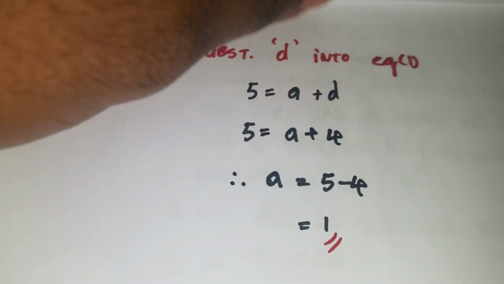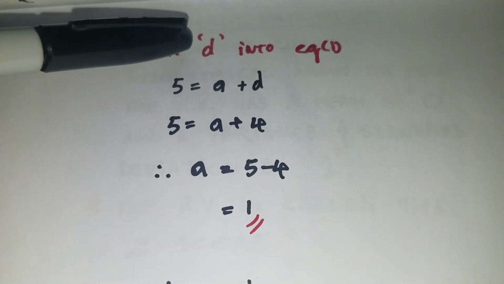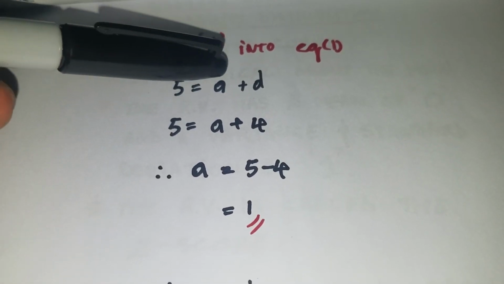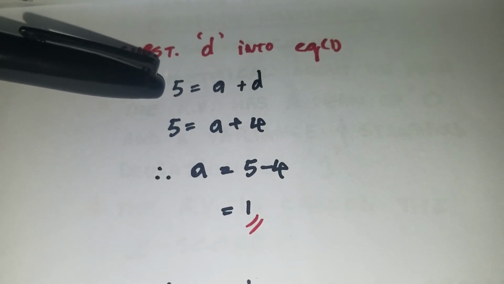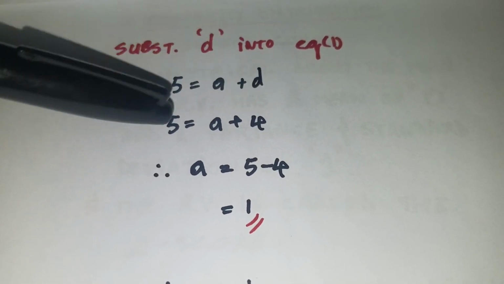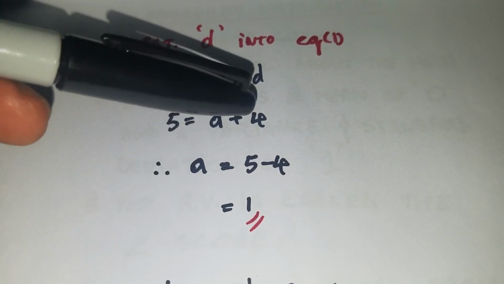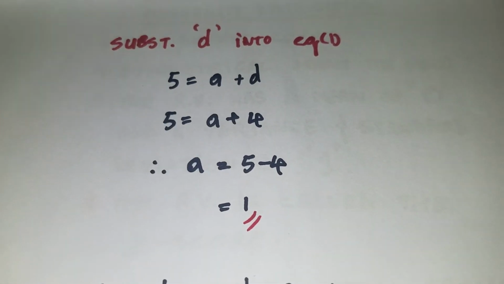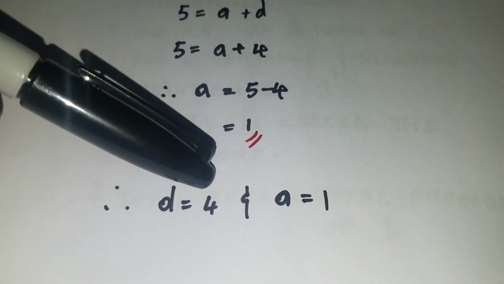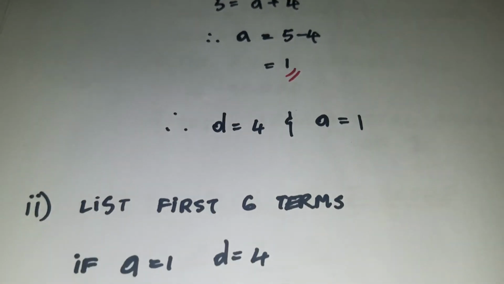Now that we know one unknown, we can solve for the next unknown by substituting. So we know that D is 4. So we're now going to substitute D into equation 1. So if 5 is equal to A plus D, remember, this is equation 1. We now know that D is 4. So if we put 4 where D is, we have 5 equal to A plus 4. So therefore, A must be equal to 5 minus 4. So therefore, A is 1. So our first term is 1 and our common difference is 4. As you can see, D is 4, A is 1. So part 1 of the question is solved.